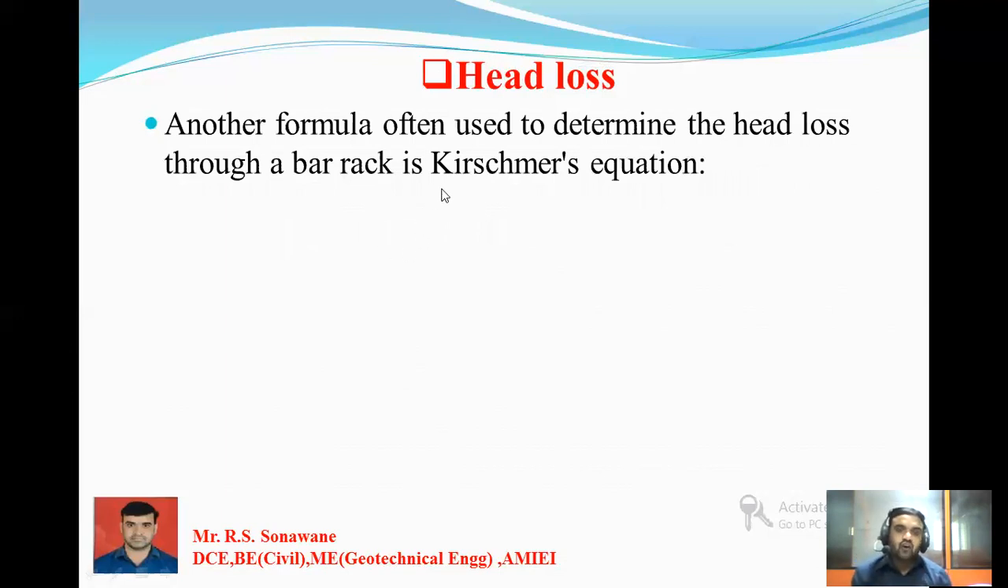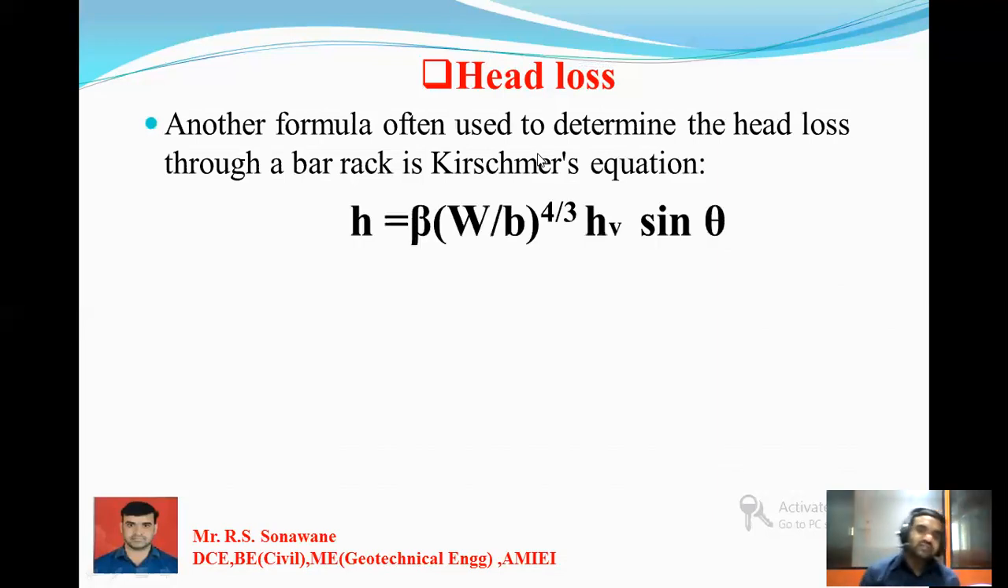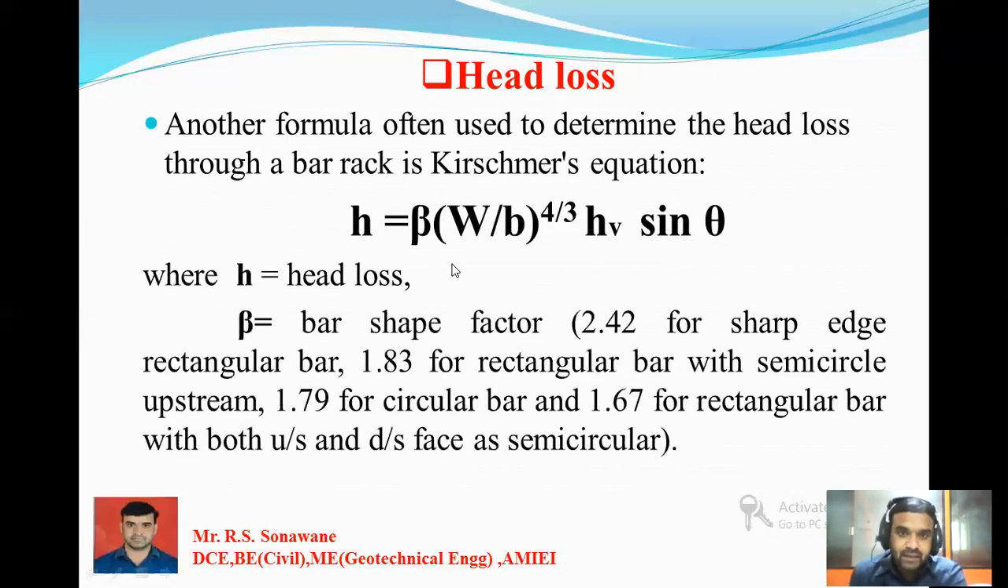Another formula often used to determine the head loss through a bar screen is Kirchmer's equation. That is H equal to beta times (W/b) to the power 4/3 times hv times sine theta. Here H is the head loss, and beta is a bar shape factor. It is 2.42 for a sharp-edged rectangular bar.